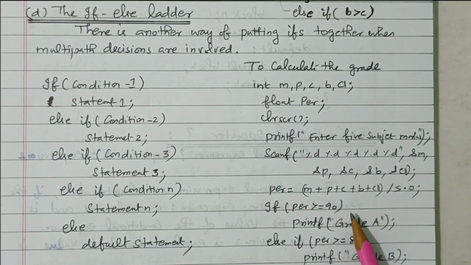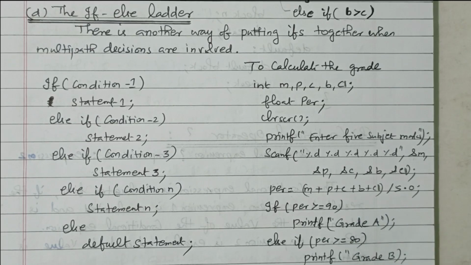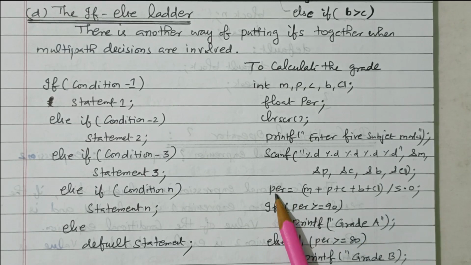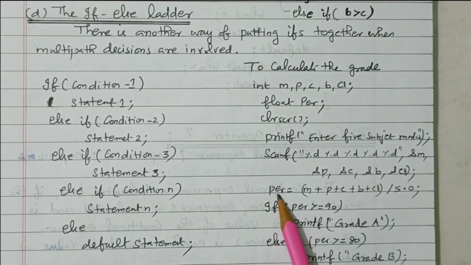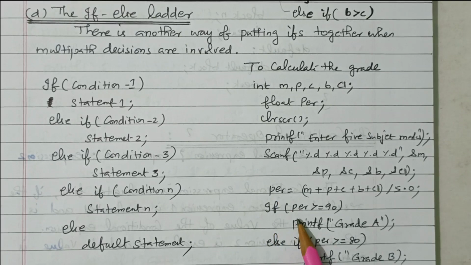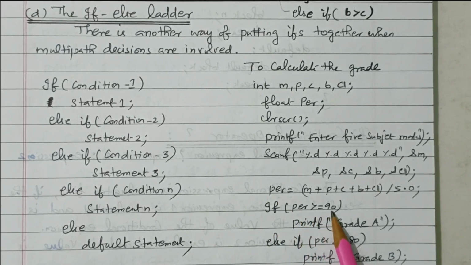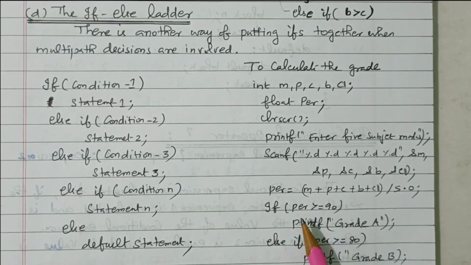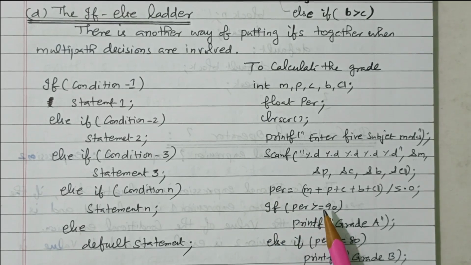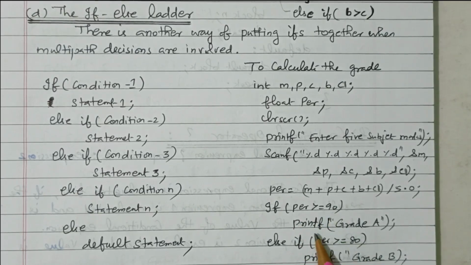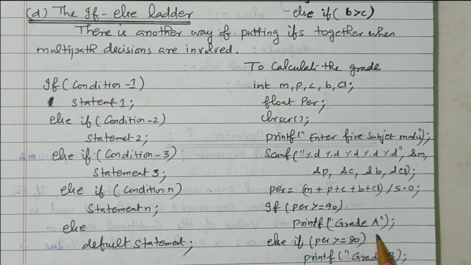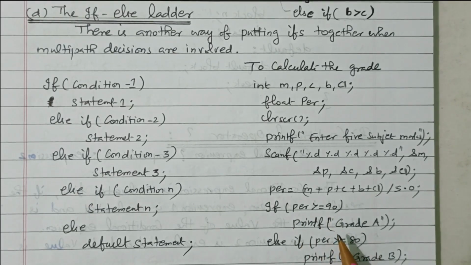So there are 6 grades available. The percentage of marks is stored in the variable percentage, PER, right? If percentage is greater than or equal to 90, that is 90 and above, 90, 91, 92 up to 100, right? In this case, 90 and above means we can print grade A, right?